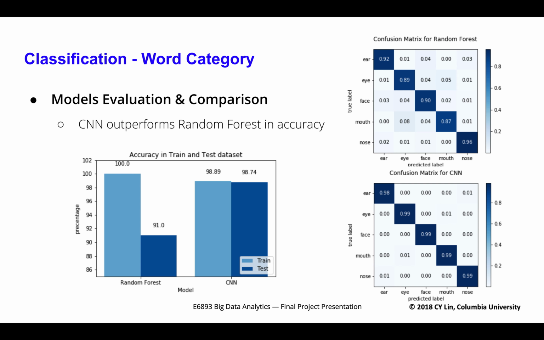CNN outperformed random forest with a test dataset accuracy around 99%, and it does not have the problem of overfitting. On the right-hand side, from the confusion matrix, we could see although both models did a great job in identifying categories, it is relatively difficult to separate ear and nose, eye and mouth, which is consistent with the t-SNE result in our exploratory data analysis.